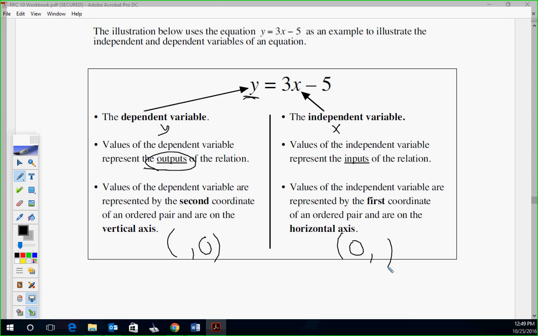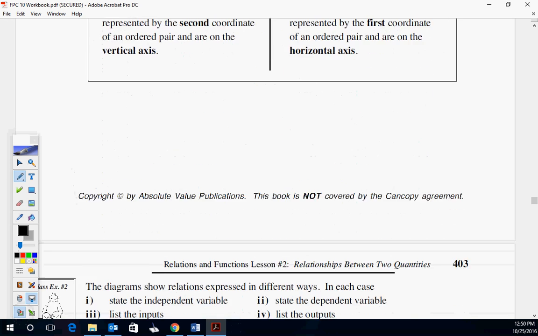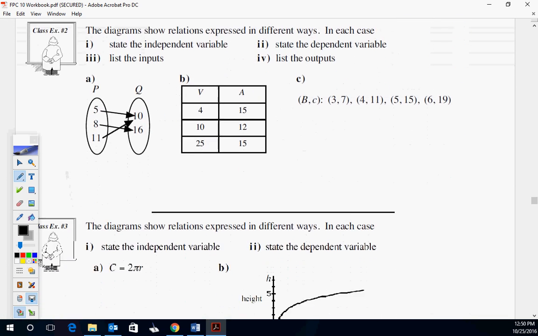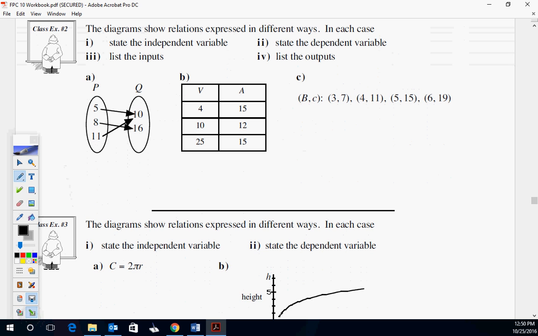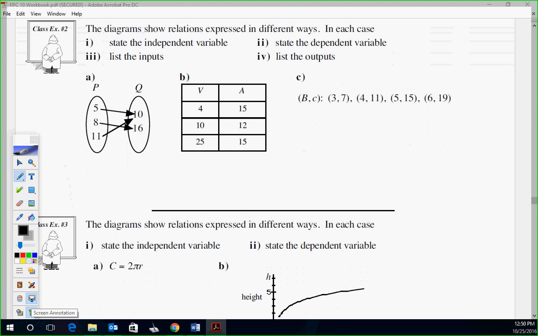Okay, moving along. Now we'll get to some examples here finally. Okay, so the diagram shows relations expressed in different ways. In each case, state the independent variable, state the dependent variable, list the inputs, list the outputs.